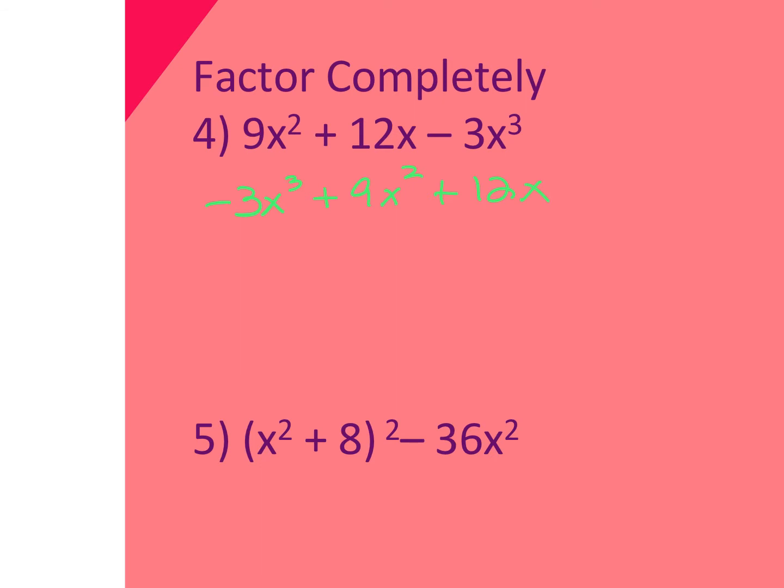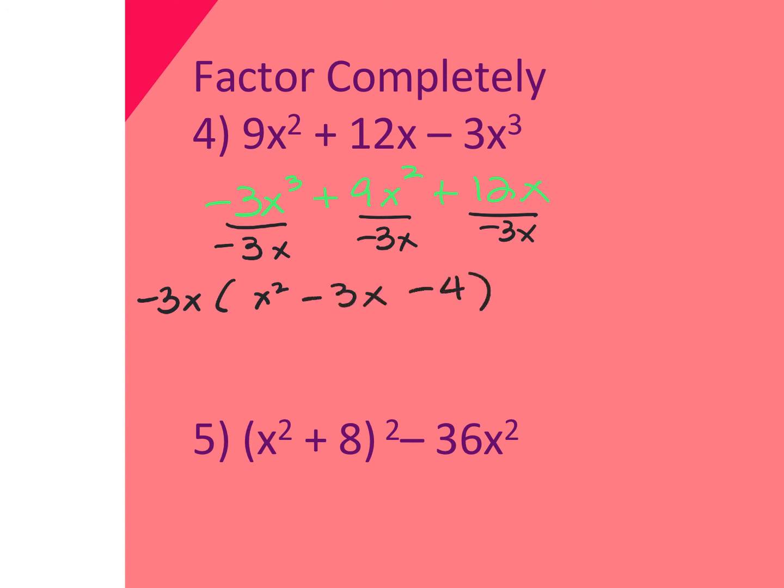Now I'm going to factor out my greatest common factor. And again, I want to try to keep that leading term positive, so I'm going to factor out a greatest common factor of negative 3. So once I divide, actually negative 3x is my GCF here. I'm going to divide all of them by negative 3x. After I divide, I'm left with x squared minus 3x minus 4.